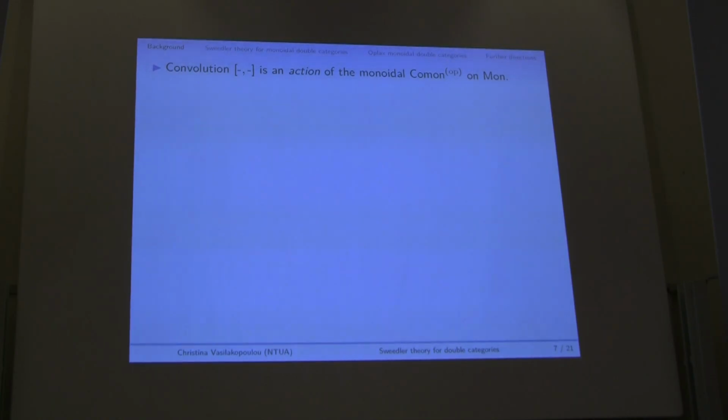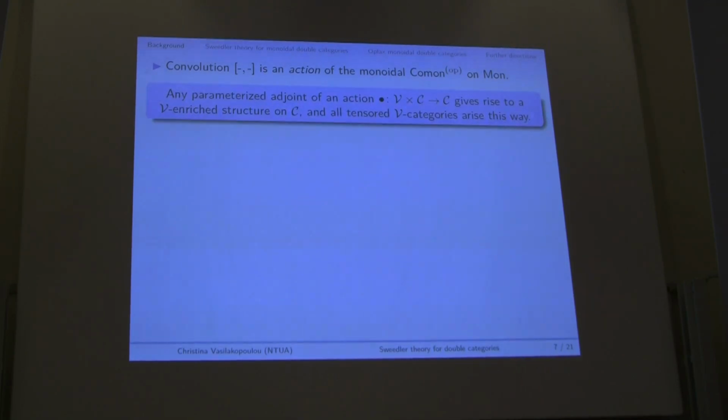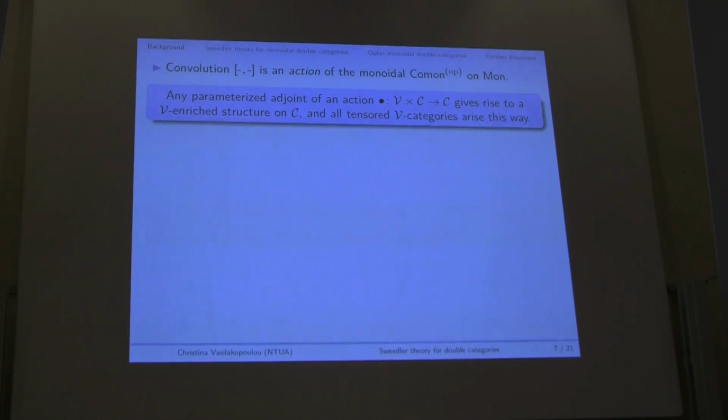I'm not going to get into details, but this is a standard fact that whenever we have an action from a monoidal category on a category, and this has an adjoint, then we naturally get an enrichment of the category in the monoidal category we started with. And in fact, this is even stronger. There is an equivalence between actions with adjoints and V categories equipped with the weighted limits of tensors.